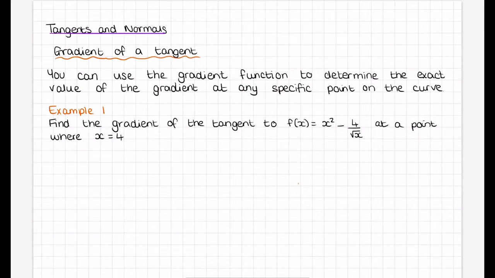So this first example, we're going to find the gradient of the tangent to the function x squared minus 4 over square root of x at a point where x equals 4. So this means if we were to graph this function, where x equals 4, we're drawing a tangent there and we want to find out what is the gradient at that point. Now to do this, we need to find the derivative first of the function because that will give us our gradient function, then sub 4 into that and it will tell us the gradient at that point.